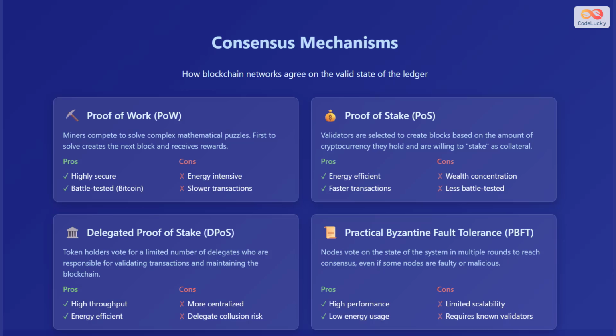Finally, practical Byzantine fault tolerance. Here, nodes vote on the state of the system in multiple rounds to reach consensus, even if some nodes are faulty or malicious. Practical Byzantine fault tolerance delivers high performance and low energy usage. However, it has limited scalability and requires known validators.